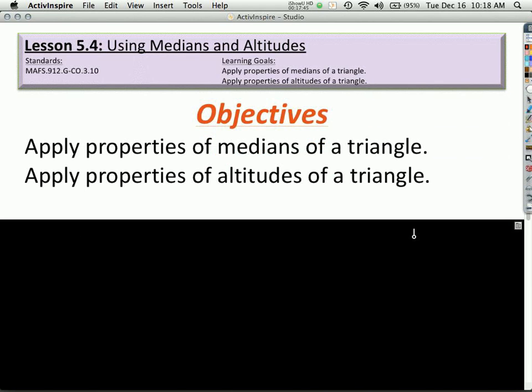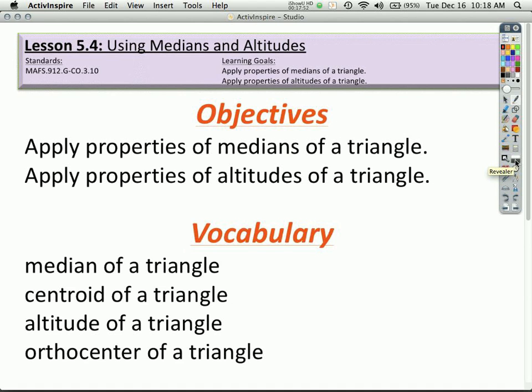So our objectives are to apply properties of medians and apply properties of altitudes, and some new vocabulary that you're going to see throughout today. So we already know of a midsegment, perpendicular bisector, angle bisector. We already know of a circumcenter and an incenter. Now you're going to learn a median, centroid, altitude, orthocenter. A lot of it sounds the same. It's going to get confusing no matter what. I guarantee it. So it's going to take some time.